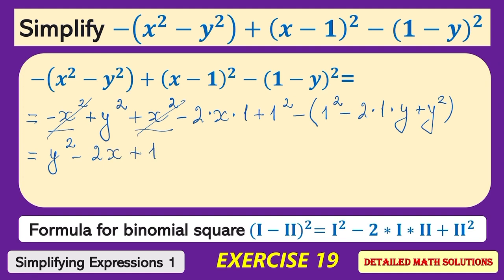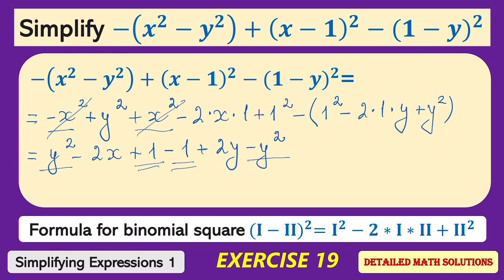And then I need to open parenthesis and flip the sign of each term within the parenthesis. When I do that, I get minus 1 plus 2y minus y squared. Again, I need to add all like terms. Like terms are y squared and minus y squared, 1 and negative 1.